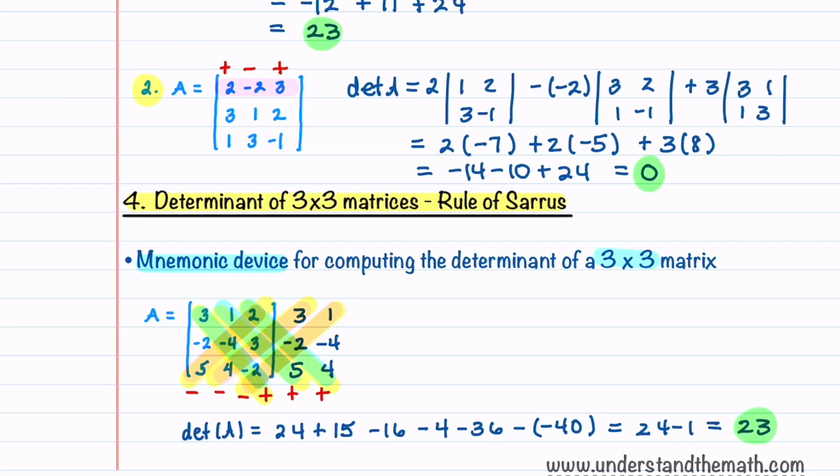This is the same determinant that we computed above in example number 1, and I did that on purpose so that you can compare the two methods and see the difference in the number of calculations that each method requires.